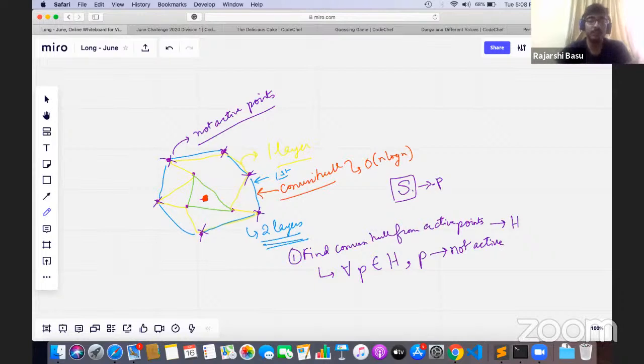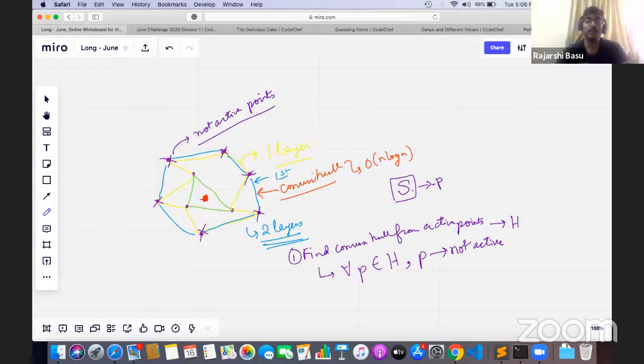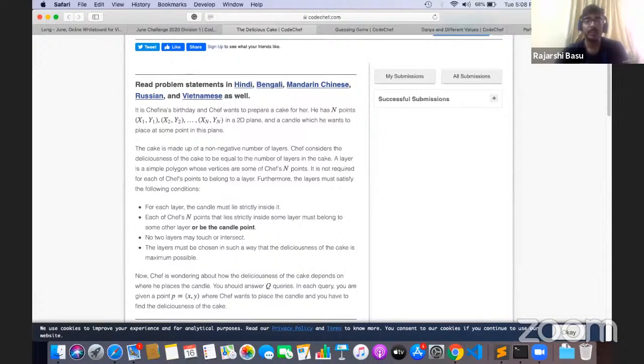Now, what had we assumed here? That the candle point was actually very symmetrical. It was totally in the center and so on. So if you find all the convex hulls like this, these conditions are all satisfied. The candle point is lying strictly inside it, because again, that's our assumption till now. Each of the points that lies inside some layer must also belong to some other layer, because every time you are finding the convex hull, you are finding the largest polygon that takes in everything, and no two layers will touch or intersect.